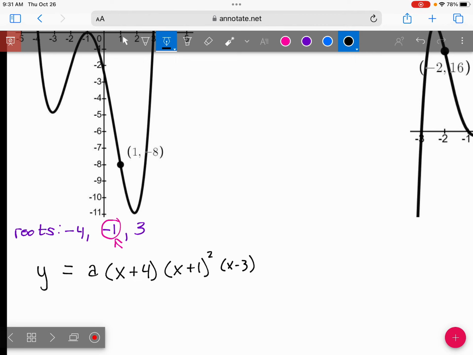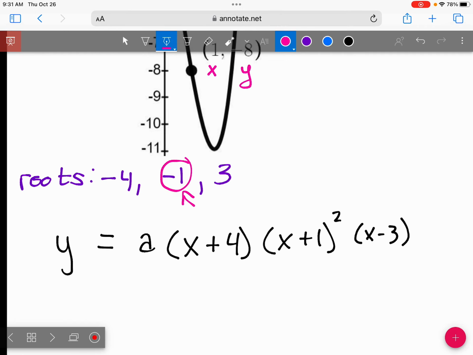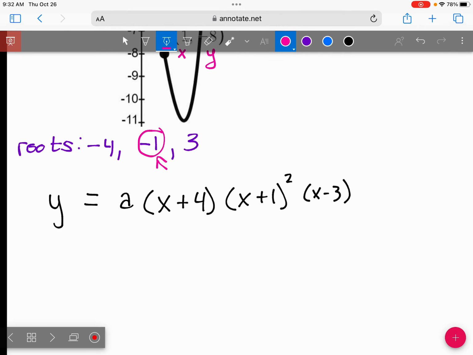Do we have enough information to find our A value? Yeah. So we're going to take that point that we have so graciously given you, where x equals 1 and y equals -8. And we're going to substitute those in for x and y.